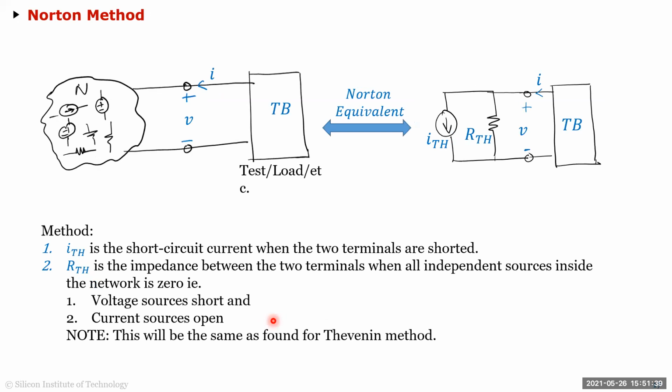The mirror, or the reciprocal of that, is Norton's method. In Norton's method, you can convert the same circuit which I showed you before to an equivalent circuit which is a current source in parallel with the impedance.